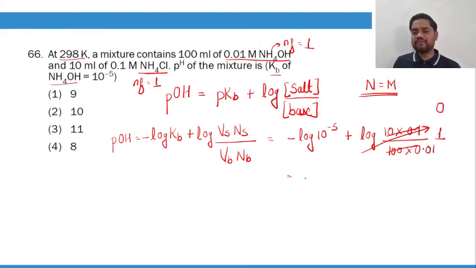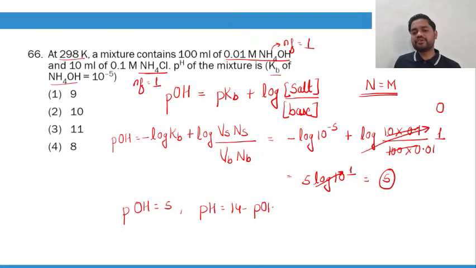And hence this will be what? 5 log 10, and log 10 is equal to what? 1. So that is equal to 5. So we get pOH is equal to what? 5. Then what will be pH? Can I say pH will be what? 14 minus pOH. That is equal to what? 14 minus 5. That is equal to what? 9. So according to me, the right answer should be 9. Let's see. Yes, the right answer is what? 9. Okay, so question number 66, the right answer is 9.